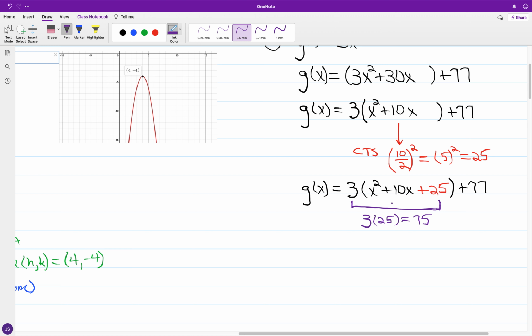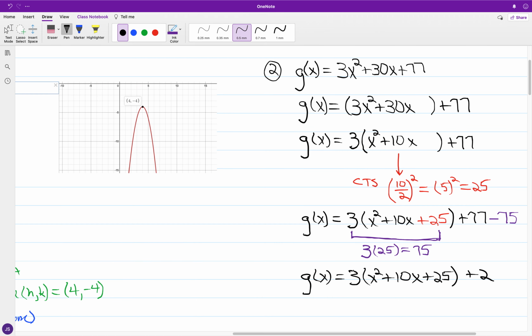I'm adding 75 at the front, and to offset the imbalance, I'm going to neutralize by taking 75 away at the very end. So we have g of x is equal to 3 times the quantity of x squared plus 10x plus 25. Then 77 minus 75 is going to be 2. Again, you can double check.